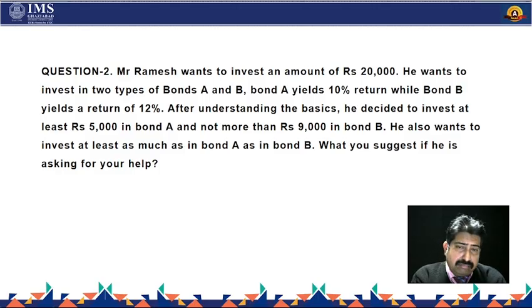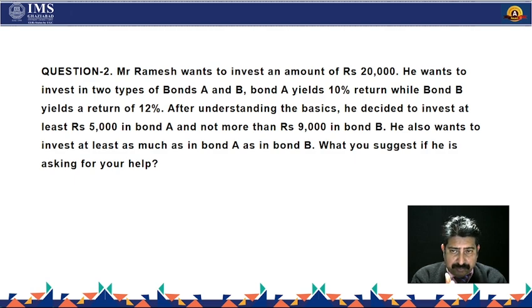So let's try it ourselves. How much amount does he have? Rupees 20,000. And he needs to distribute it in two bonds, bond A and bond B. How much he is going to put in bond A is not known to me. So suppose X amount will be invested in bond A and Y amount in bond B. Together we have rupees 20,000. So X plus Y equals 20,000, or it can be less than 20,000 in any case, but it cannot be more.